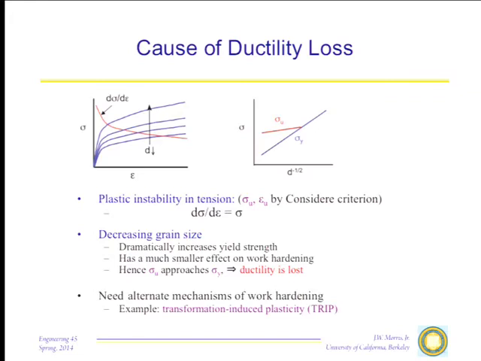As I decrease the grain size, the strength gets higher. That means the true stress, true strain curve is moving up like this. But if the work hardening curve were to stay the same, and to a first approximation it does, you see what happens. The strain at which plastic instability intrudes starts moving back and back and back until finally the sample becomes effectively brittle. And you can kind of see that here.